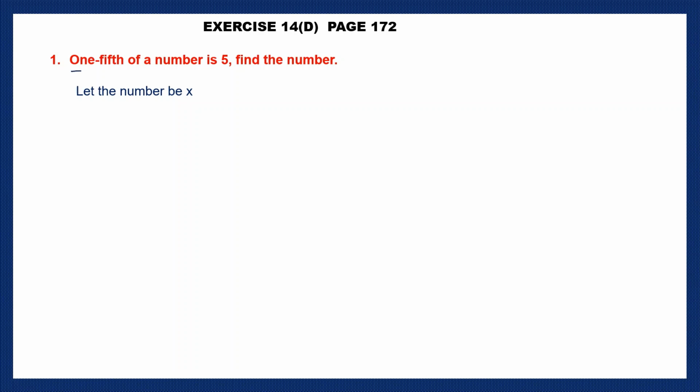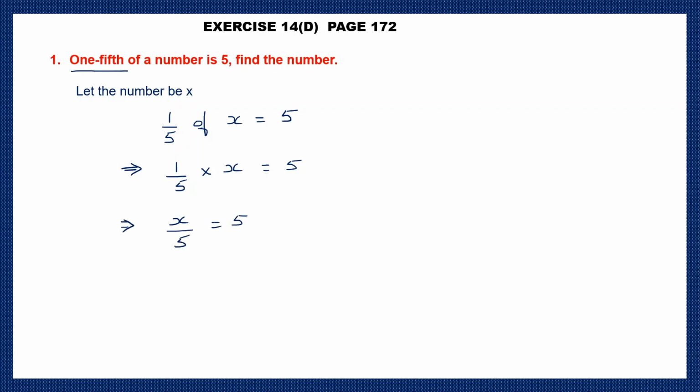So here it says 1/5 of a number, that is the number is x. So 1/5 of the number, that is x, is already given to us as 5. Now we have to find the value of x. So what does this mean? 1/5 of x means 1/5 into x is equal to 5. So 1 into x is x. x by 5 is equal to 5.